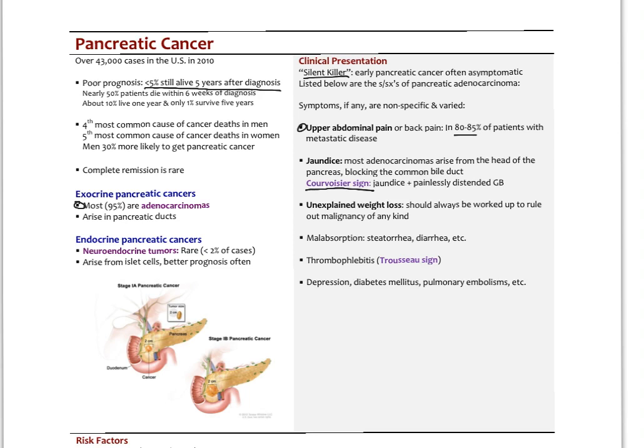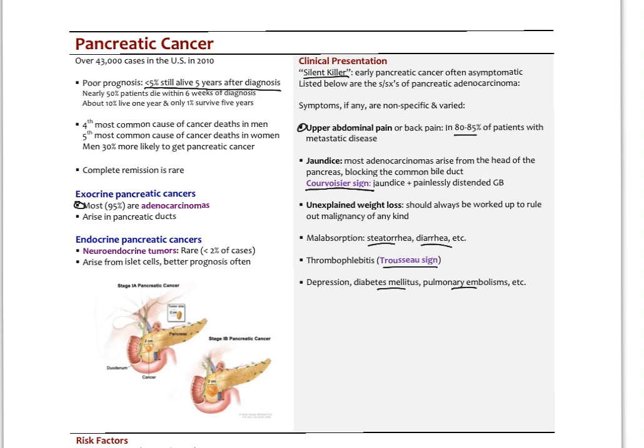Unexplained weight loss should always be worked up, obviously to rule out malignancy of any kind, but that would be one of the cancer warning signs here. Any sign of malabsorption, so steatorrhea, diarrhea, those would be potential problems from the exocrine enzyme insufficiency. Trousseau sign, which is thrombophlebitis. Because of the cancer, the inflammatory state that creates tends to make the blood clot more easily, and that increases the risk of thrombi forming, especially in the venous system, and that causes blockage of veins and then subsequent inflammation. That's thrombophlebitis. And then depression, diabetes from the destruction of the beta cells, pulmonary embolism, again, because of that increased thrombotic state. All of these would be potentially associated with pancreatic cancer, especially the adenocarcinomas.